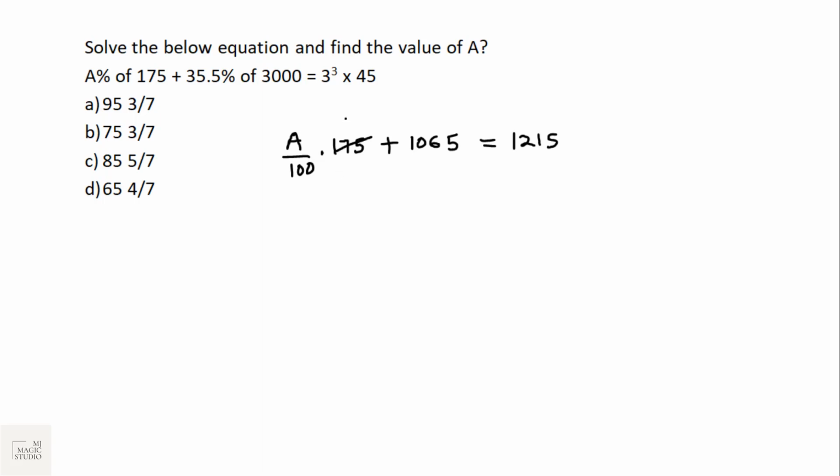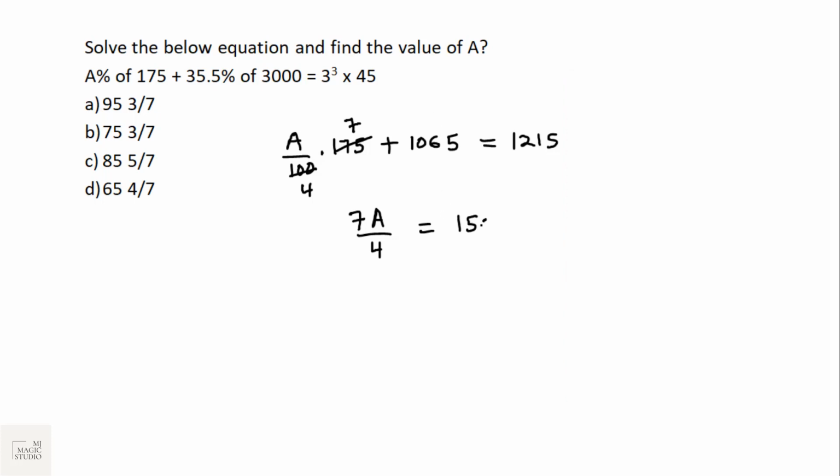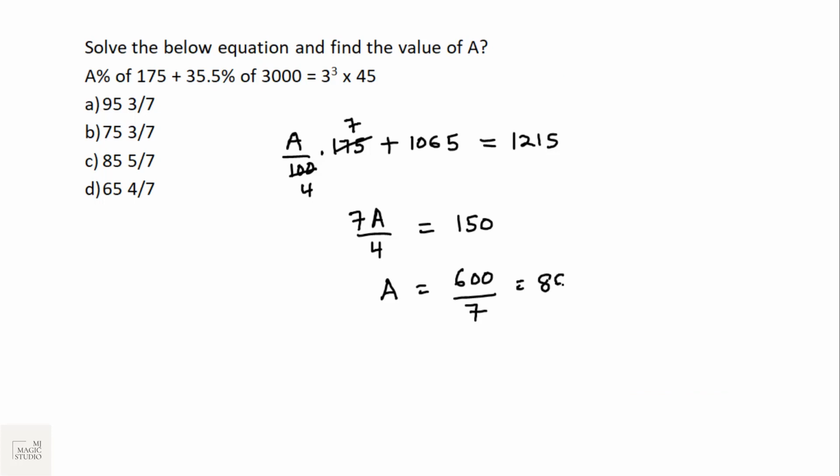175 gone 25 how many times? 7 times. And this is 4 times. 7a by 4 equals 1215 minus 1065, that is 150. So value of a is 150 into 4, that is 600 by 7. 600 by 7 will give 85. So it is 85 and something, and the only option with 85 is 85 5 by 7. It is 85 5 by 7, option C.